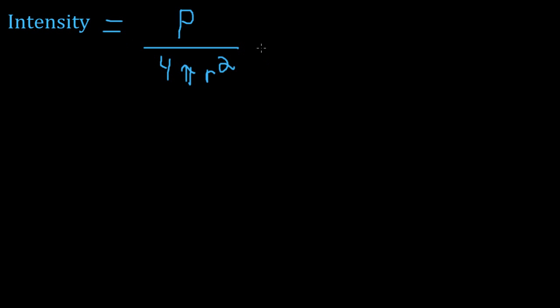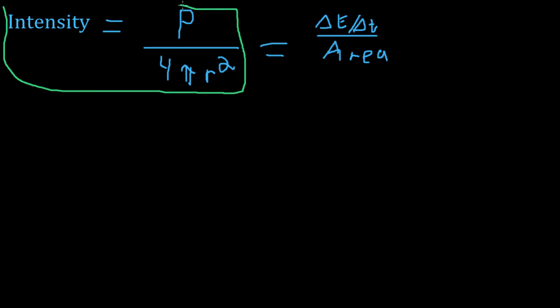Now, really, more simply, it's just the change in energy, because remember, power is the change in energy over the change in time, or over a time interval, over the area. Remember, 4 pi r squared is the area of a sphere. So the power is evenly divided around the whole area, around the whole sphere, because sound radiates in a sphere. That's what's really happening. But the functional formula that we're going to be using will be this one: I = P / (4 pi r squared).